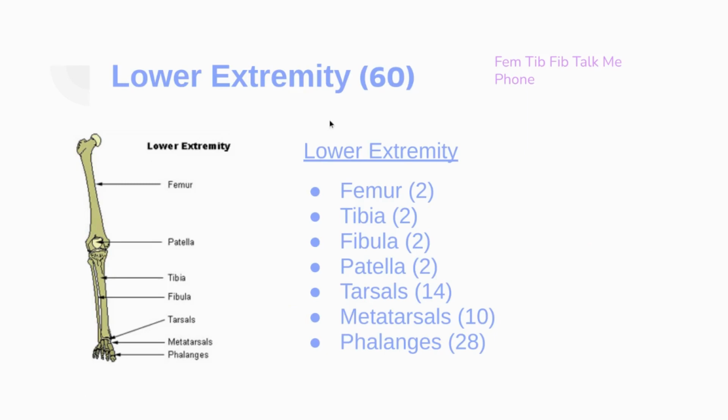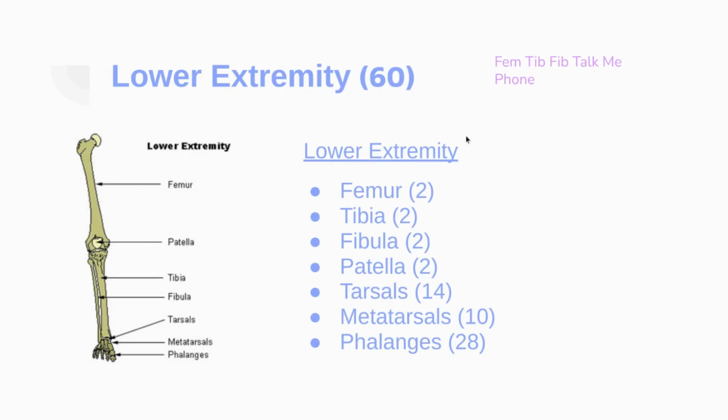The lower extremity. There's 60 bones. You have your femur, your patella, tibia, fibula, tarsals, metatarsals, and phalanges. The way I learned this is, imagine that you're getting scam called again, but this time the scammer has more knowledge on anatomy. Therefore, they call you and they say, "Fem tib fib, talk me phone," which is a very normal conversation I have on the regular.